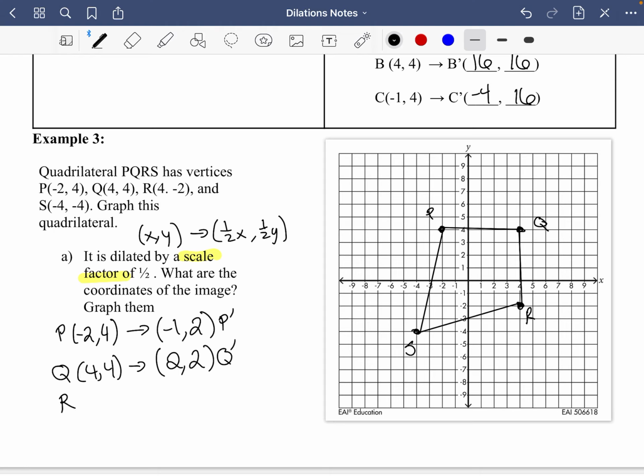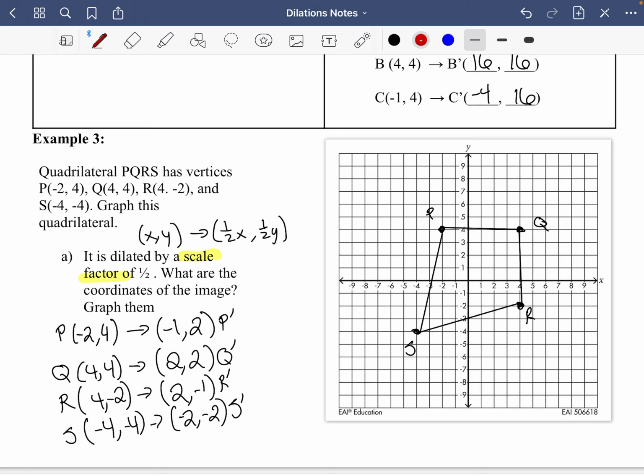The next point we have is R. R is at 4, -2. Just thinking about it again, half of 4 is 2. Half of -2 is -1. And that's going to give me R prime. And the last point we have is S. And S is at -4, -4. And that point, when we graph it, is going to be at -2, -2. And that's S prime. So let's put it on the graph to see what actually happened.